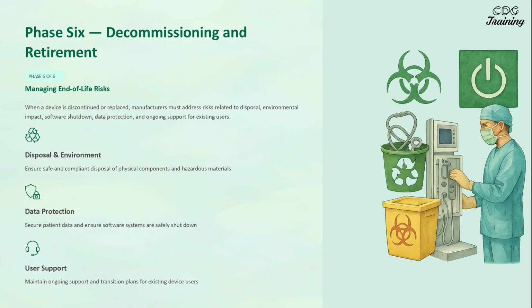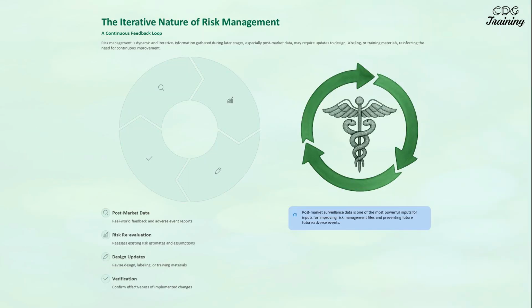When a device is discontinued, manufacturers must address risks related to disposal, data protection, and user support. Proper management ensures safe and compliant decommissioning. Risk management is iterative, requiring updates and re-evaluations based on new data. This continuous feedback loop is essential for improving risk management and preventing future issues.